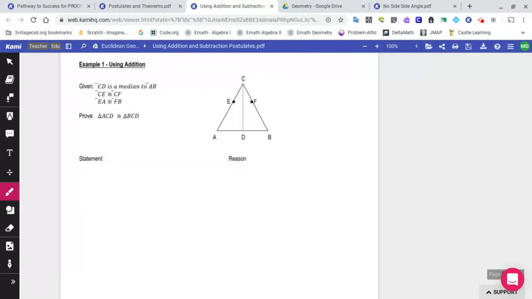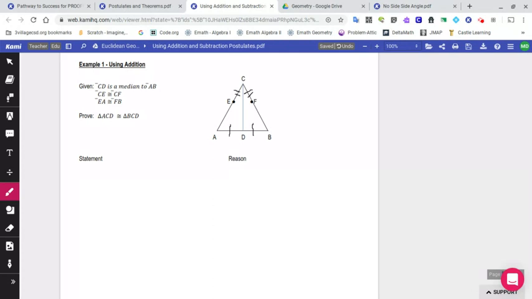So here's our first example. CD is a median to AB. Remember what that means. CD is a median, it goes from the vertex to the midpoint of the opposite side. So that means I can mark that AD is congruent to BD. Now look what else I'm given. I'm given CE is congruent to CF. So this little piece is congruent to that little piece. That's not the entire side of the triangle, so I can't just say that's my other side.